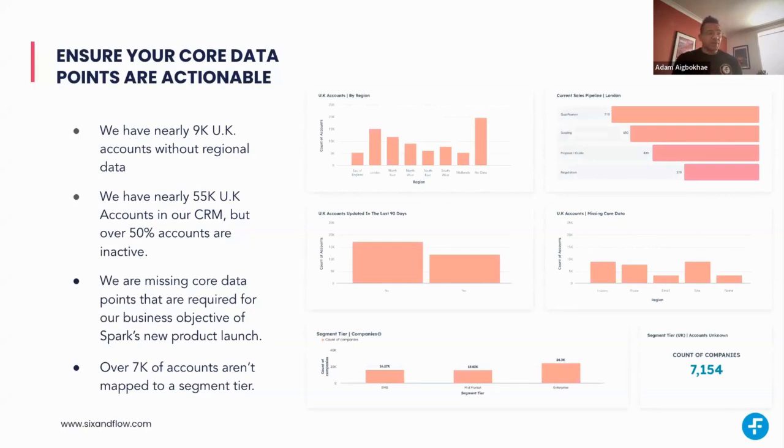So going back to Spark, if we look at this sort of data that we pulled out, they have 9,000 UK accounts with regional data. They have 55,000 UK accounts in their CRM, but 50% of those are inactive. They're missing core data points that are required for the business objectives we've outlined. So again, here, we just don't have the correct data. We don't have the correct segments. And over 7,000 of the accounts aren't actually mapped into a segment here. So based on this, if I was to feed this into an AI, I'm not going to get good information out of it because we don't have the core data points in place.